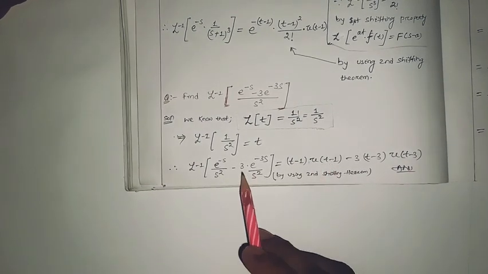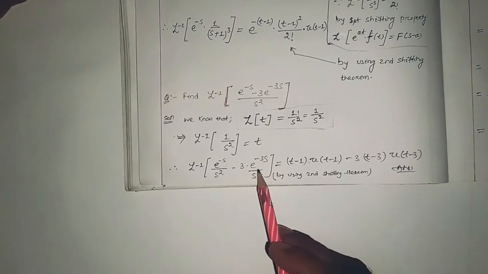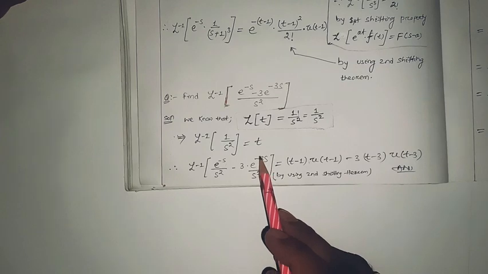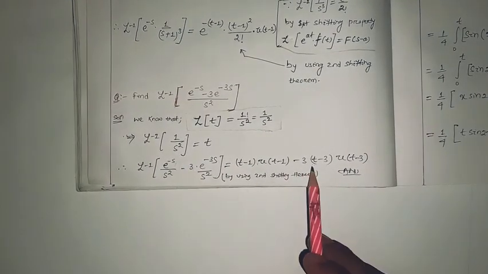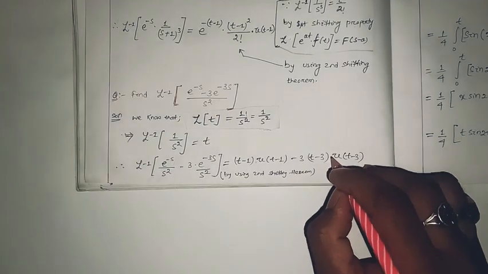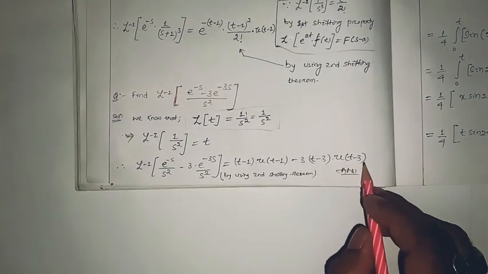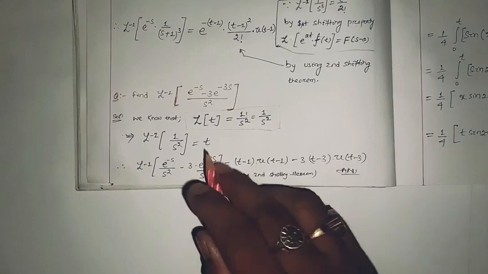Okay. Second term, 3 is a constant taken outside. 1 by s square e to the minus 3s. So here a is your 3. So the answer will be minus 3, 3 is already there, (t minus 3) into u of (t minus 3). This is the answer of this question.